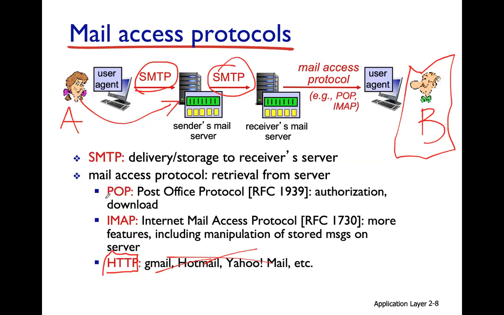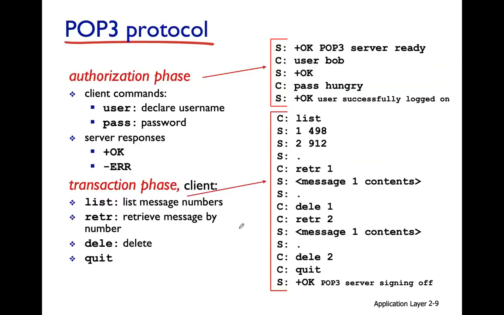I will do more details on the first one, POP3. Actually, it's called POP3, so Post Office Protocol version 3. And then IMAP will provide more features than POP3, but the fundamental things are the same. So for POP3, we have two phases.